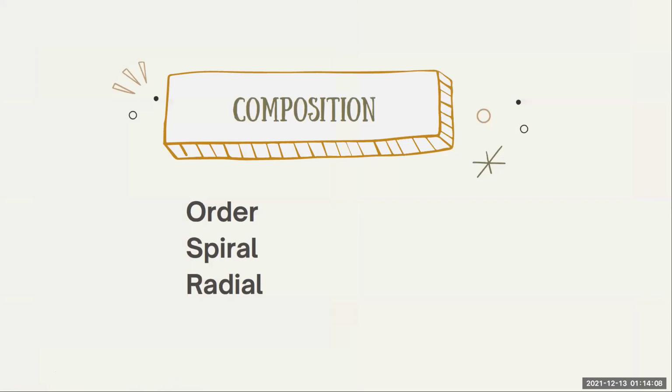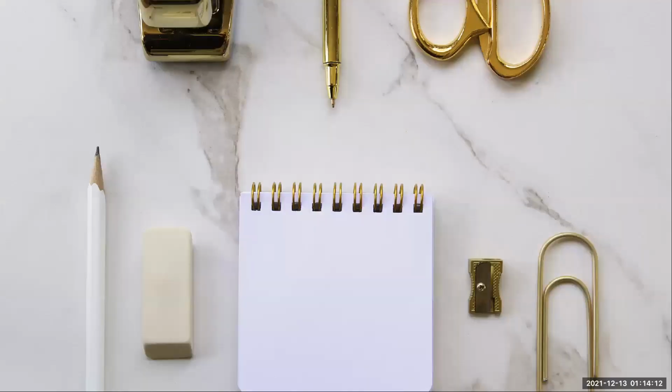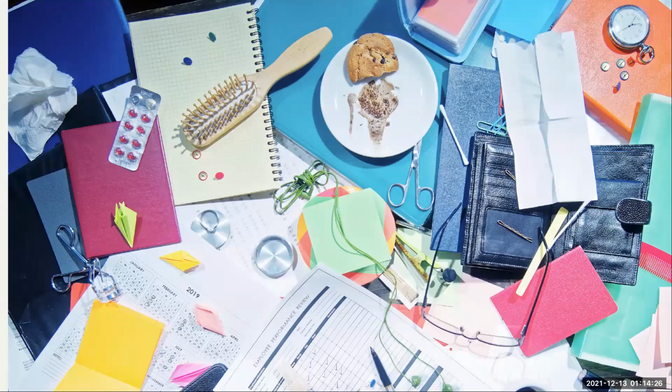Composition, order, we already went over, but I wanted to talk about spiral and radial. When you think about order, it really is about the negative space. Is the negative space between figures the same? Is there alignment versus a lack of alignment, with things overlapping, with variations of space between each?